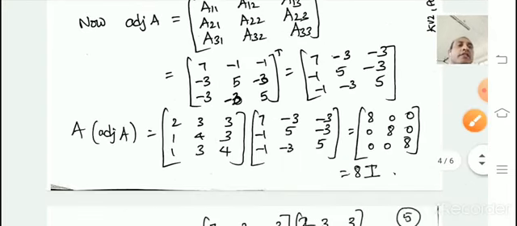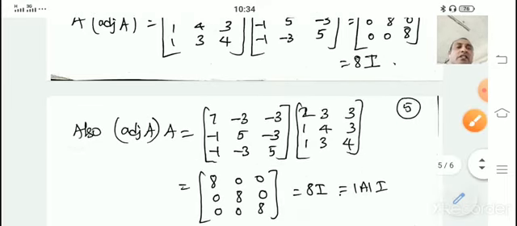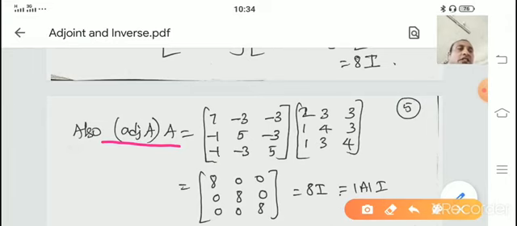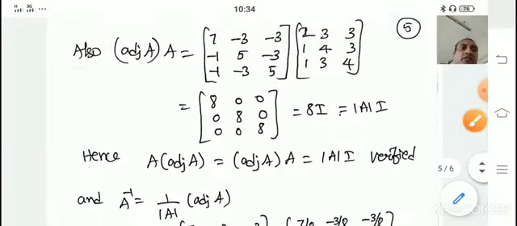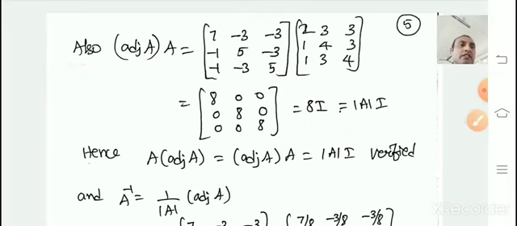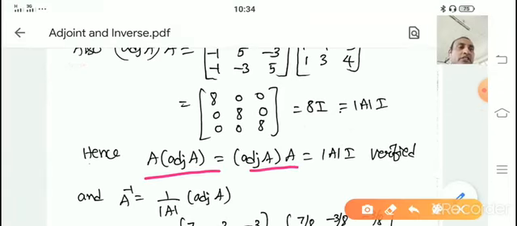Do A into adjoint A first, and you get 8I, since 8 is the determinant we already saw. Next, adjoint A into A, you get the same 8I. Take a pause and see it particularly. Then you get det A into I, so A into adjoint A is equal to adjoint A into A is equal to det A into I, hence verified.